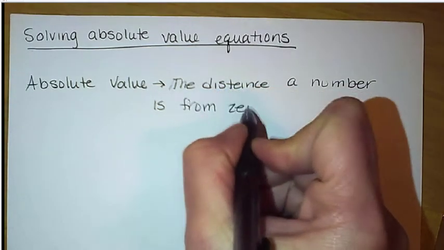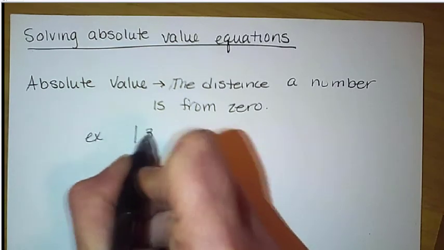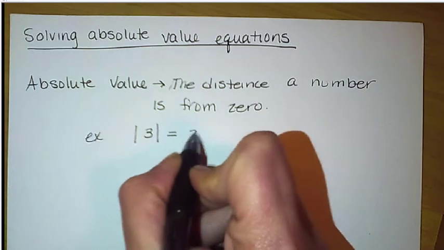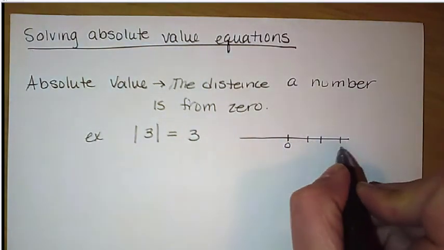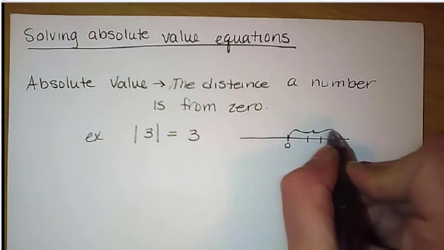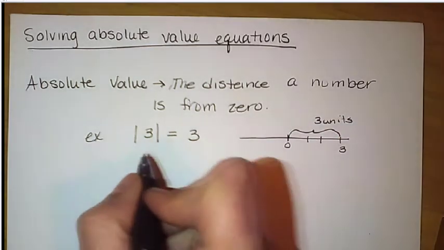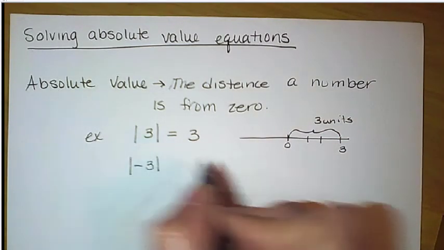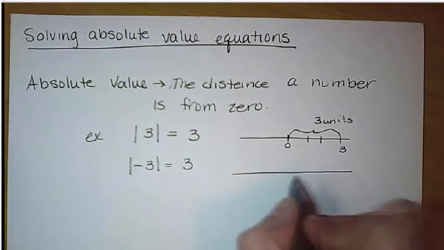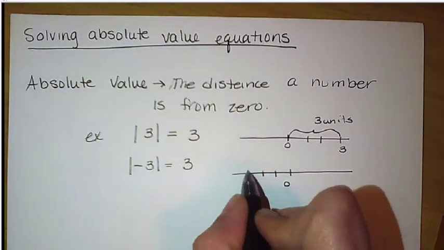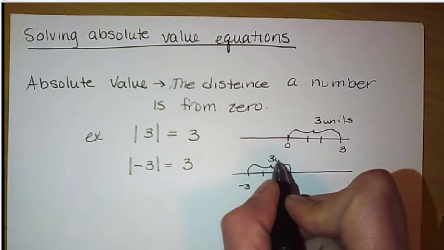from zero. So for example, if I ask you what the absolute value of the number 3 is, the answer would be 3, because if you think about a number line and here's 0 and here's 3, you're looking at 3 units from 0. But on the reverse side of that, if I ask you what the absolute value of negative 3 is, this is also going to be positive 3, because again, thinking of a number line, here's 0, and if I go to negative 3, it's also 3 units from 0.